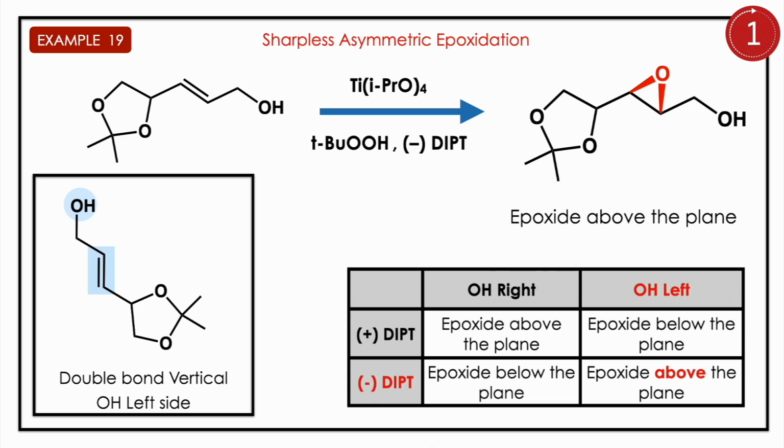First step will be finding the position of OH. So we bring the double bond vertical, rotate the molecule, position OH above. If you do that, you can clearly see OH is on the left side. Minus DIPT you are using. OH left side minus DIPT means above the plane epoxide. So draw the oxygen above the plane. You have the final product. The concept you have to learn here is always focus on the functional group, reduce the distraction and identify the final product.